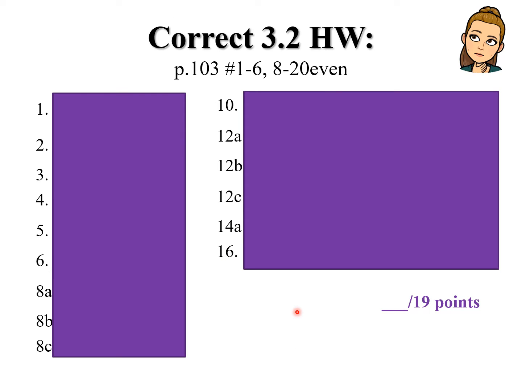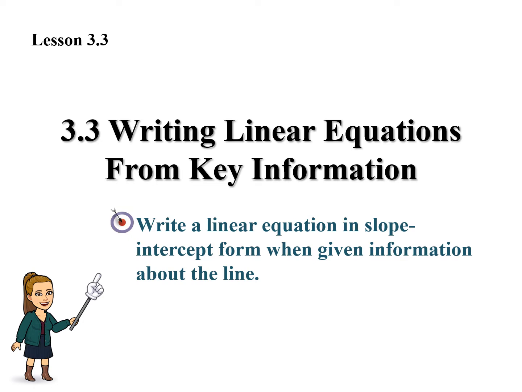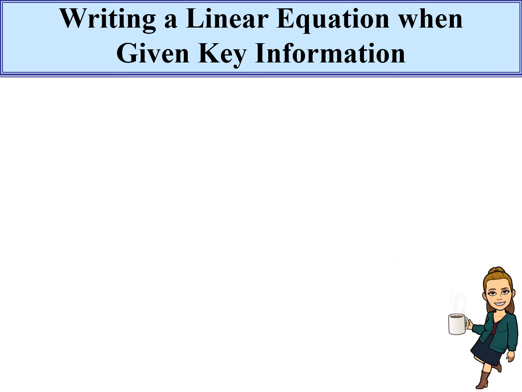So moving on, today we would correct lesson 3.2, but because I am not here, we're going to continue on. Save this assignment. We will grade it when I return. You'll see that it's out of 19 points, so make sure that it's done before we correct this assignment. Our job today is to learn how to write linear equations from key information. So that target there, we're going to write a linear equation in slope-intercept form when given information about the line.